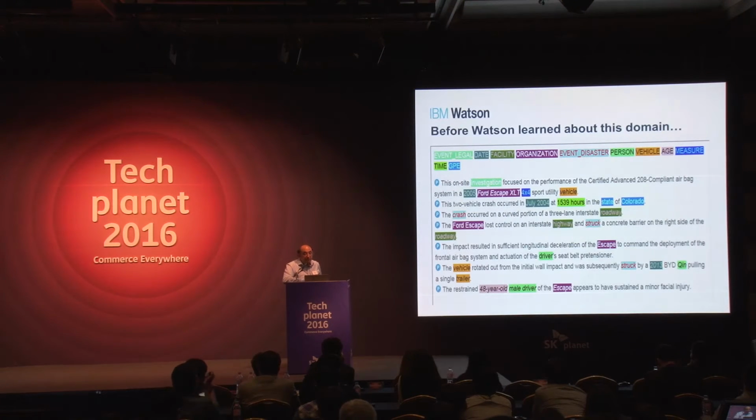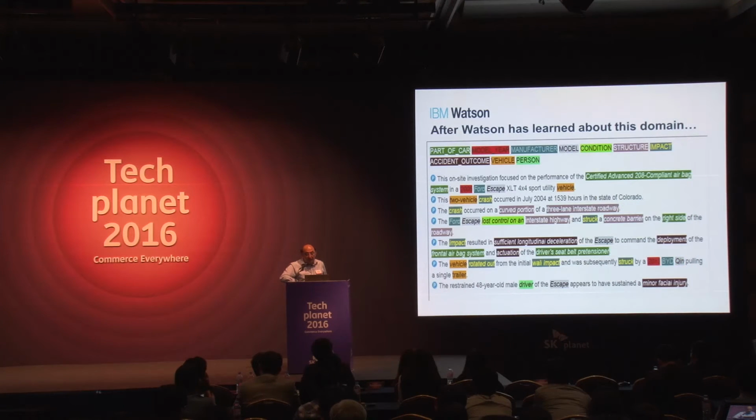So this is an example of a system. Before it was trained, it used to think that 2013 here is actually a date, and Quinn is a person. Because this is the car domain, this is an out-of-the-box model, so it doesn't really understand the domain. After you train Watson in this domain, it detects that 2013 is a model year, and BYD is a manufacturer, and Quinn is a model.